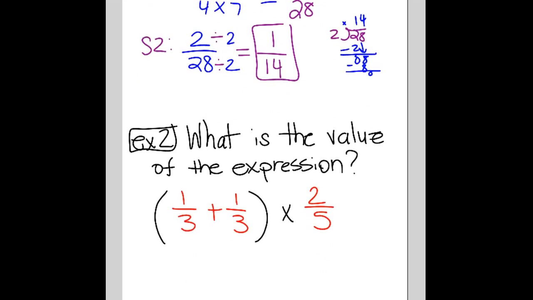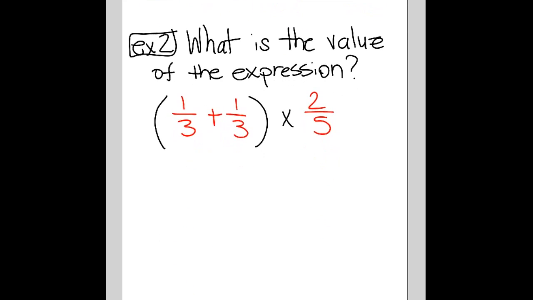All right, now this one, it says, what is the value of the expression? Now this equation here, or expression here, deals with order of operations. So that means that we have to do what's in the parentheses first, and then we multiply or do whatever is outside the parentheses. So if we're starting here, step 1, we're going to add this together.